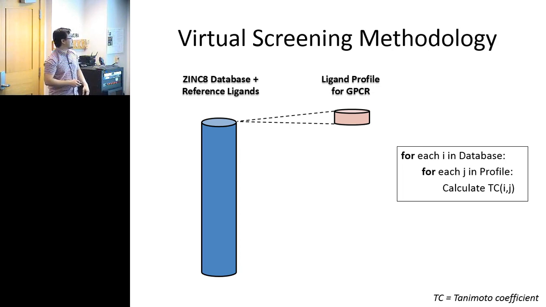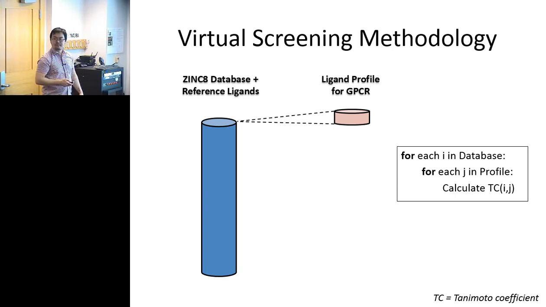So you can think of this as a pairwise comparison of chemical similarities, all against all. Every single compound in here against every compound in here, essentially. And I calculate the chemical similarity. The chemical similarity is calculated using what's called the Tanimoto coefficient. I don't know if anybody's heard of that, but it's another word for the Jaccard index.